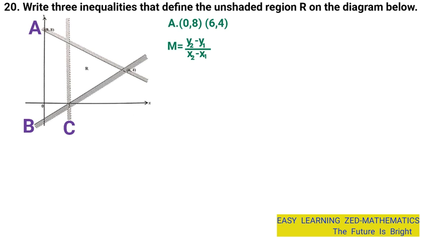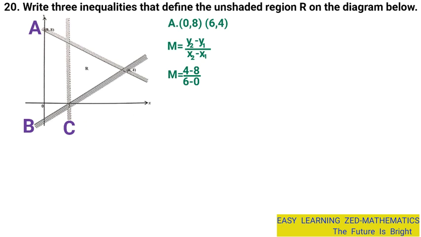So the number that stands for y2 is 4. Okay, it's 4 in that pair of coordinates, which is 6, 4. So I'm going to write 4 minus 8 because y1 is represented by 8 in the first coordinates. Okay, which will be divided by x2, that is 6, which will be subtracted by 0. So 0, that is x1.